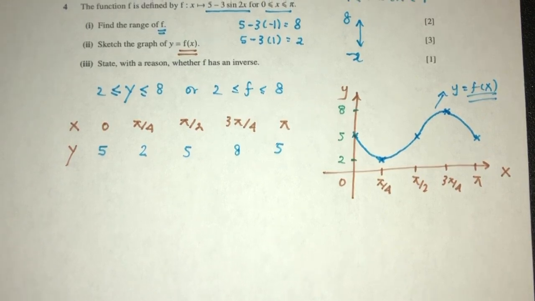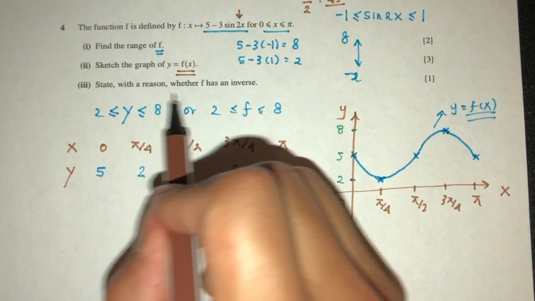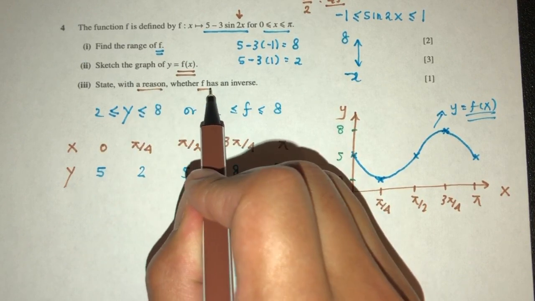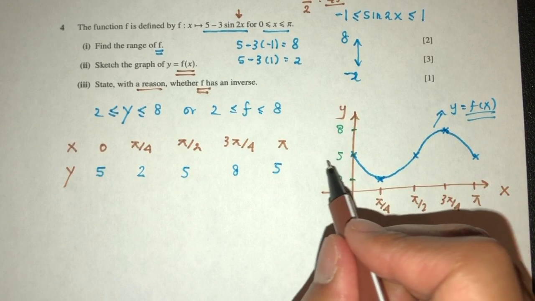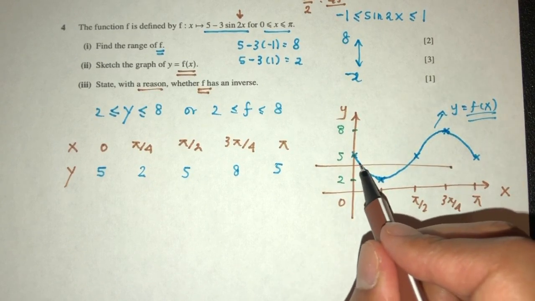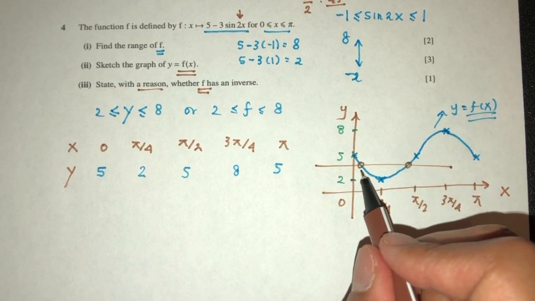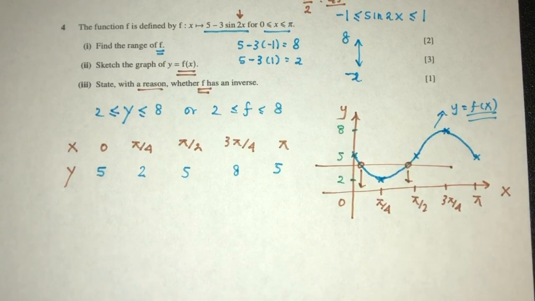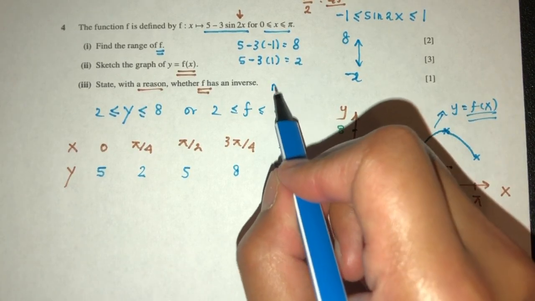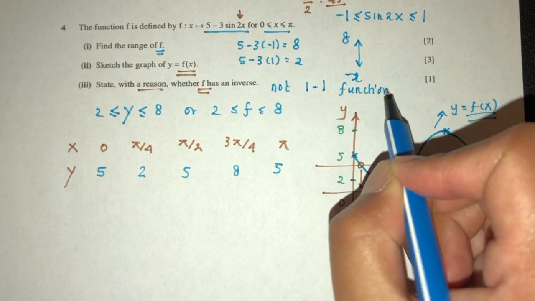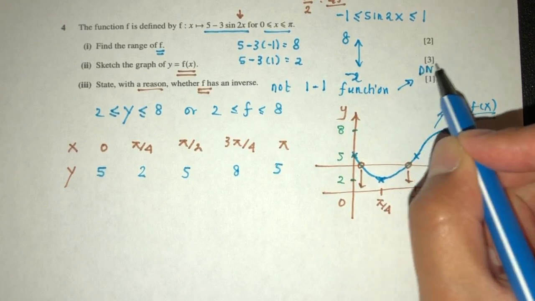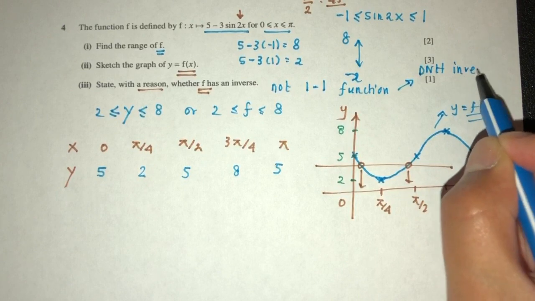Now for part 3, state whether, with reason, if f has an inverse. Obviously it does not have an inverse because if you think about this, if you were to draw a straight line, it has 2 points of intersection. So because of that, it is not a one-to-one function. It will not have an inverse. So not one-to-one function, and because of that, does not have inverse.